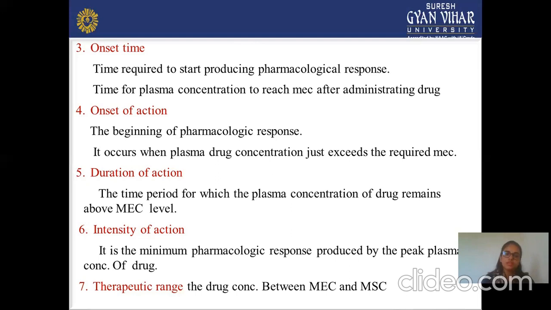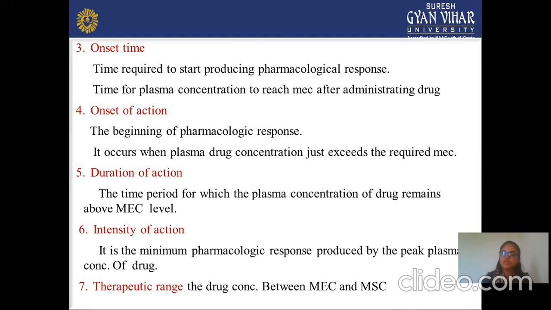Next is the therapeutic range. This is also a pharmacodynamic parameter. In the therapeutic range, the drug concentration is between the MEC, the minimum effective concentration, and the MSC, the maximum safe concentration. Between these two parameters, the amount of drug or dose present is known as the therapeutic range. When your drug starts showing effect, that starting concentration is known as the minimum effective concentration.